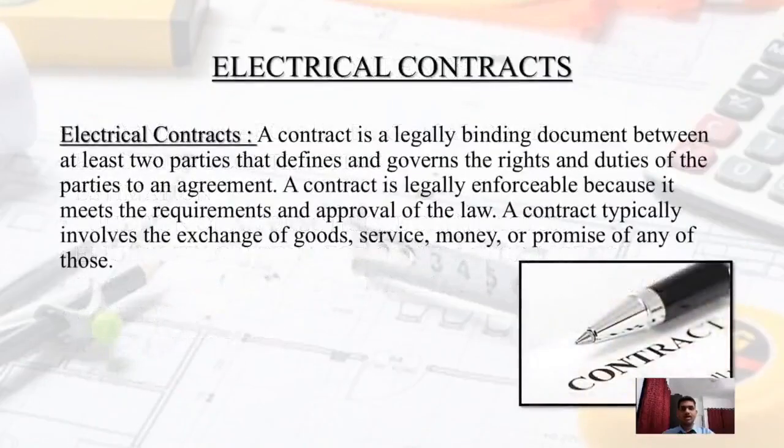So, in this slide, we are going to see what is a contract. A contract is a legally binding document between at least two parties that defines and governs the rights and duties of the parties to an agreement. A contract is a legally enforceable law because it meets the requirements and approval of the law. A contract typically involves the exchange of goods, service, money, or promise of any of those.